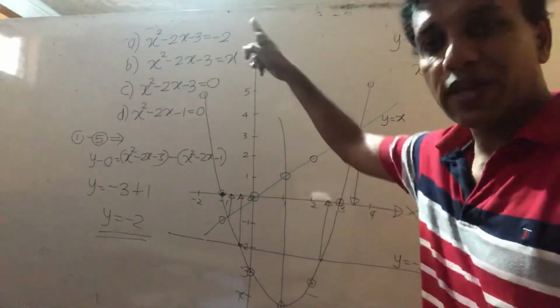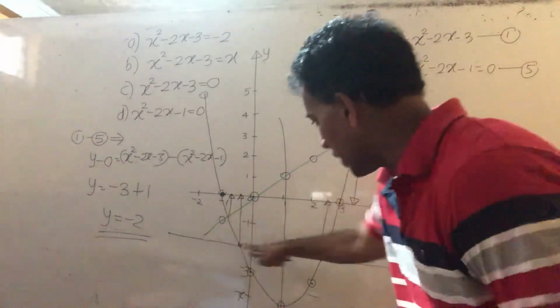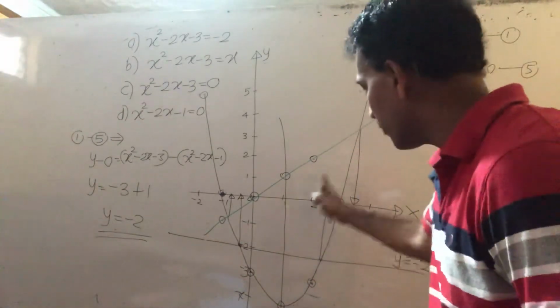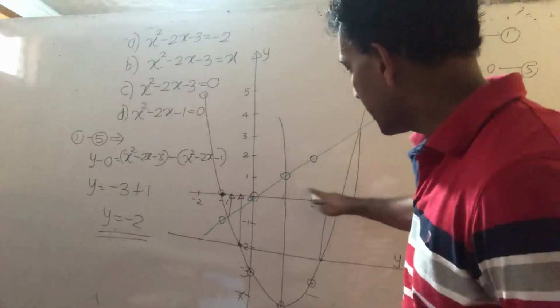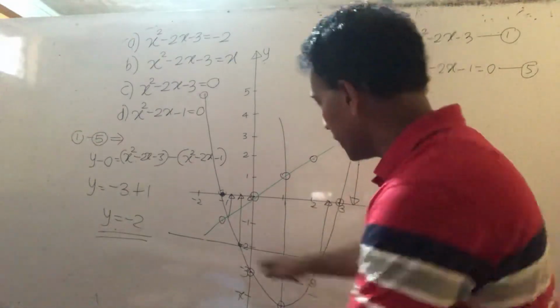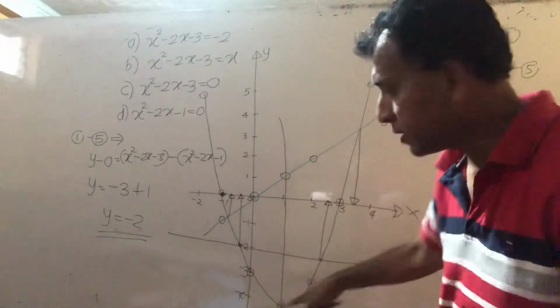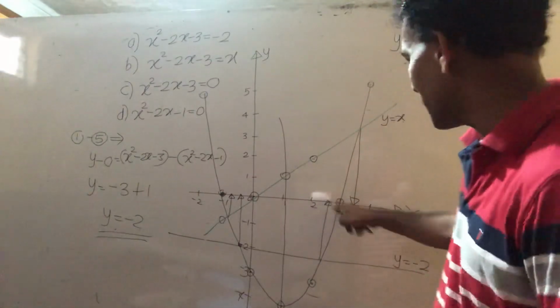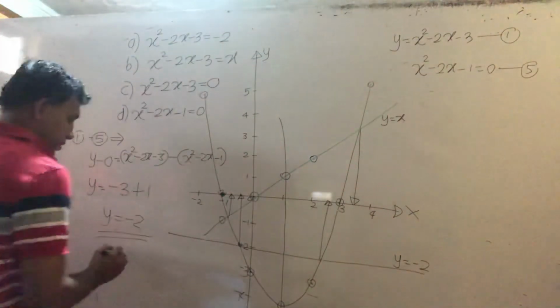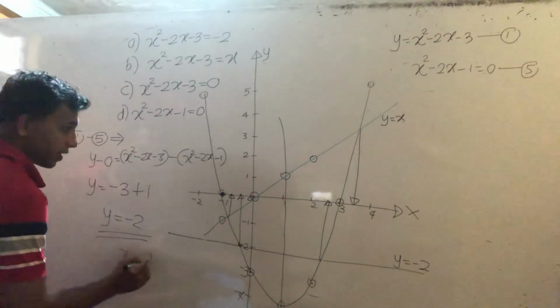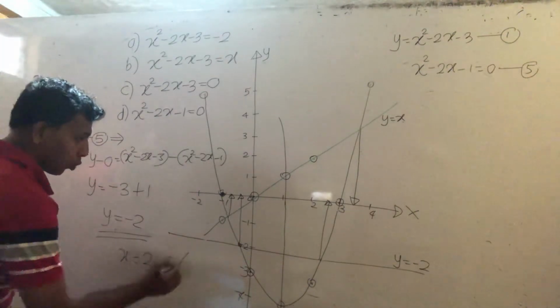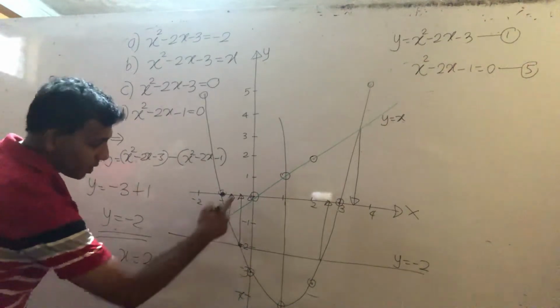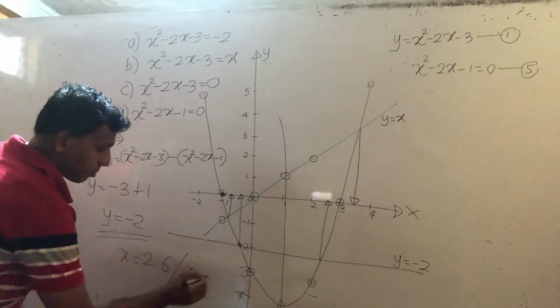Y equals minus 2 cuts the graph at two solutions. Cut here, two solutions. You can write the same answer: x equals 2.6, and here x equals minus 0.4.